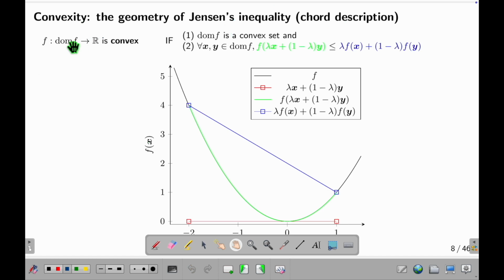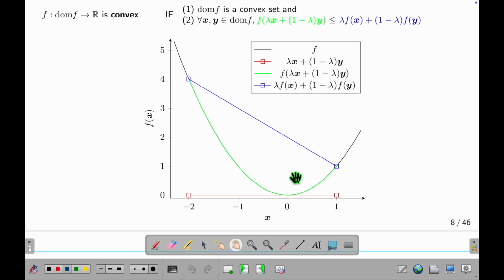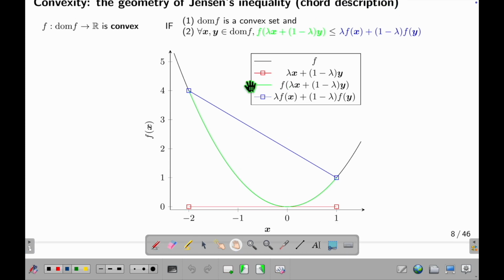Jensen's inequality. What is f? f is from some domain, which is some abstract whatever set, to R, and is convex if what? 1, the domain is a convex set. 2, for all x, y in the domain, this is true. What is this that is true? So look at this picture. This is a one-dimensional function. That means R1. This is the domain. This is a convex set. 1 is true. 2, for any x, y in the domain, so any x, y in this line, okay, that means including these extreme 2 points, okay. We have green below blue.